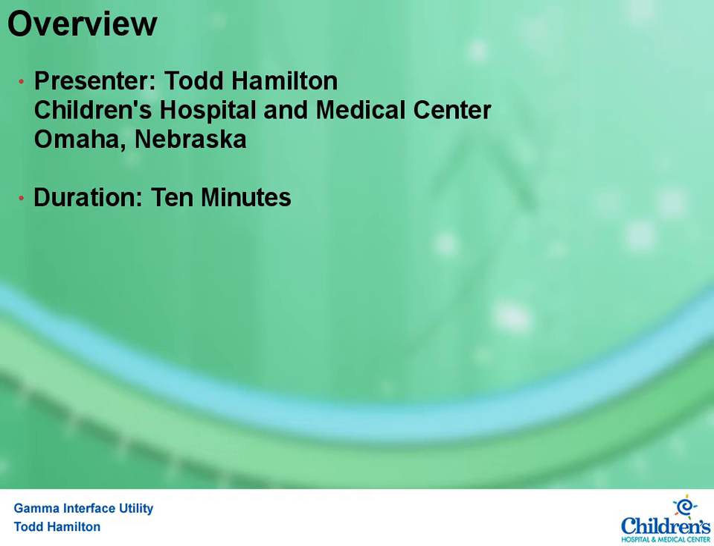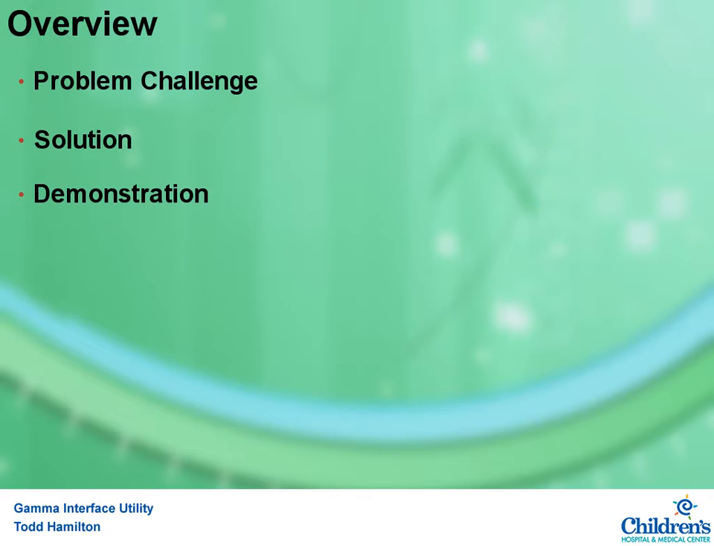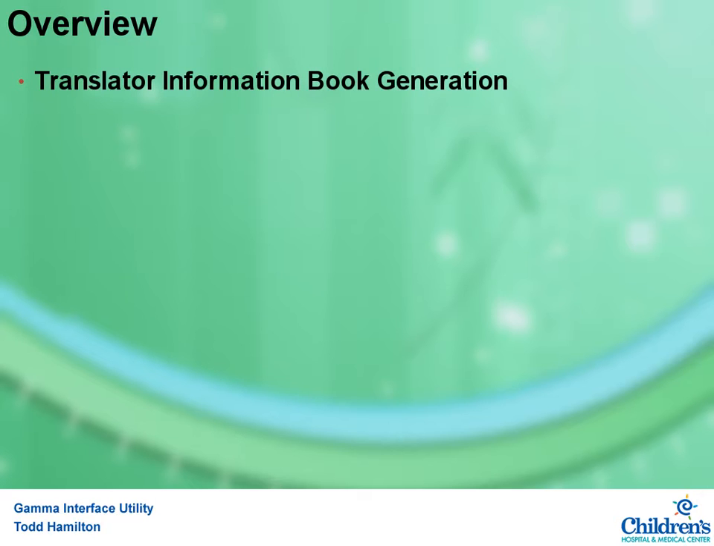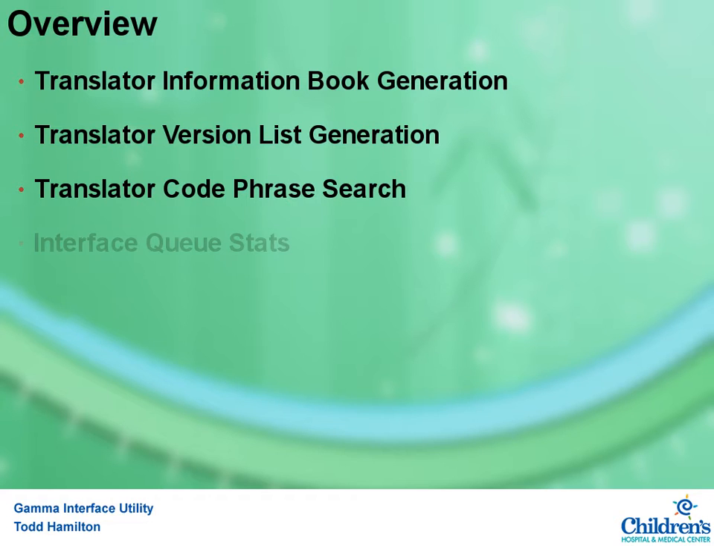This 10-minute presentation will discuss how we've improved management and administration of our Elink interface code by utilizing a multi-purpose utility we developed. The utility is called the Gamma Interface Utility, or GIU. This presentation will cover the challenges we faced and the solutions we developed, as well as a quick demonstration of the GIU. The GIU currently supports several functions. In this presentation, I'll highlight and demonstrate 4 of the functions. The functions include translator information book generation, translator version list generation, translator code phrase search, and interface queue stats.